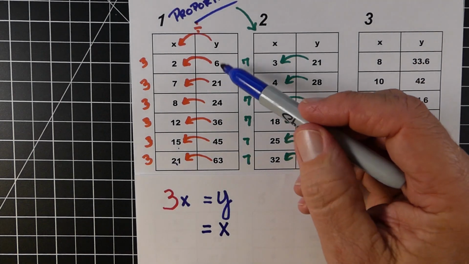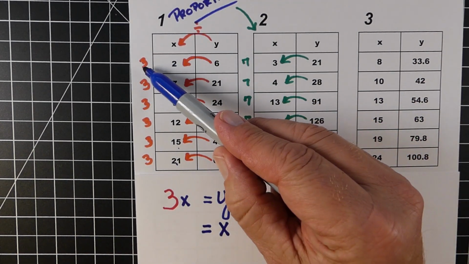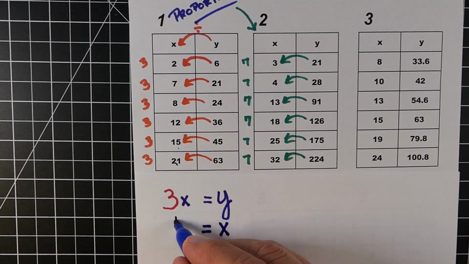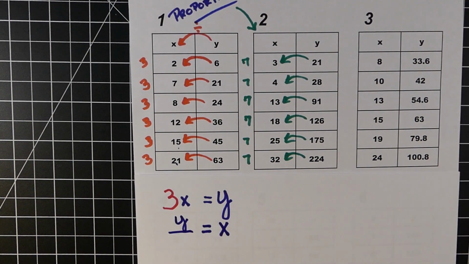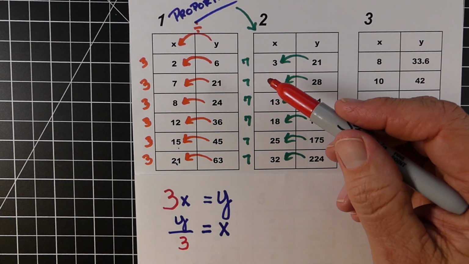Now, if we're trying to find x, what are we doing to the y to make it equal the x? Again, we have to use the number 3, which is our constant. In this case, we would take y divided by our constant, or 3. It's going to be the exact same here with table 2.